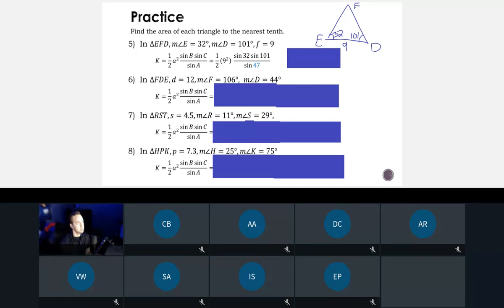28.8. 28.8. I don't see 18 people putting 28.8.